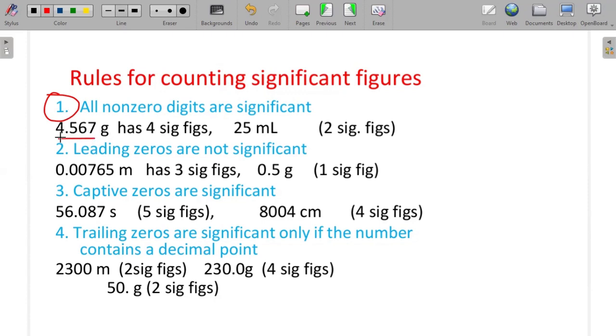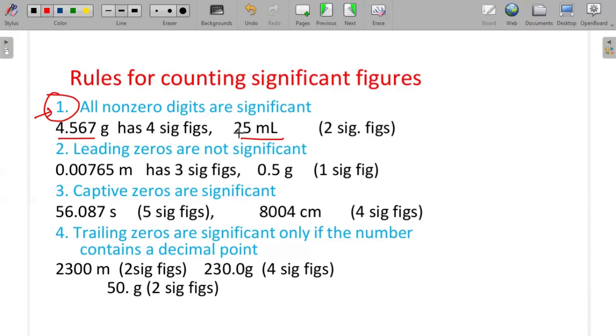Since 4 is not 0, 5 is not 0, 6 is not 0, 7 is not 0, we're going to say this number has 4 significant figures because each of them will be counted as a significant figure. This is the first rule that you have to know. In the second example, we have 25 milliliters. The 2 is not a 0, the 5 is not a 0. So both of these numbers are non-zero digits, and we're going to count them as significant.